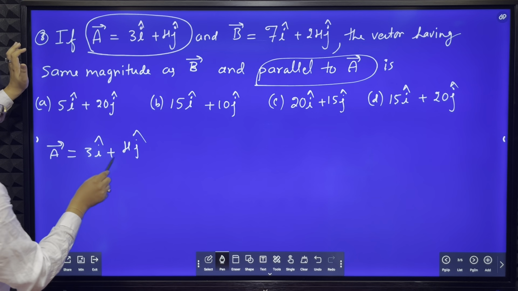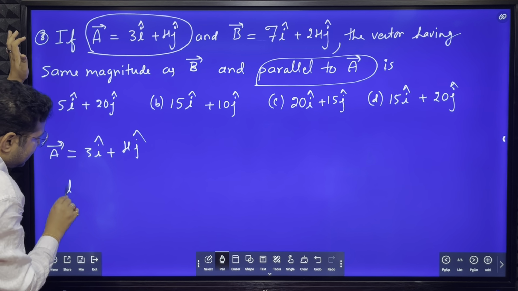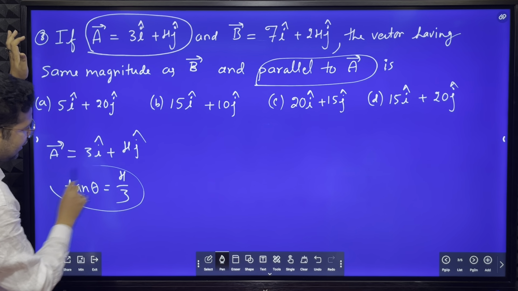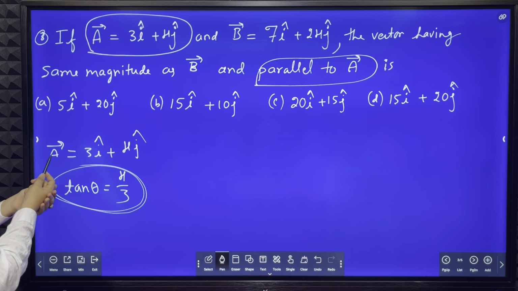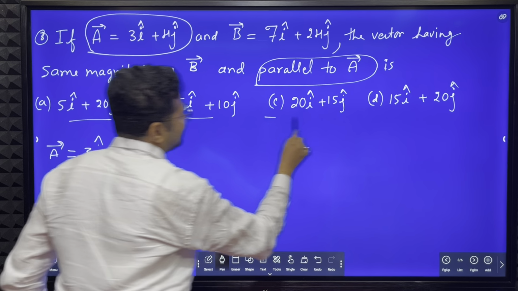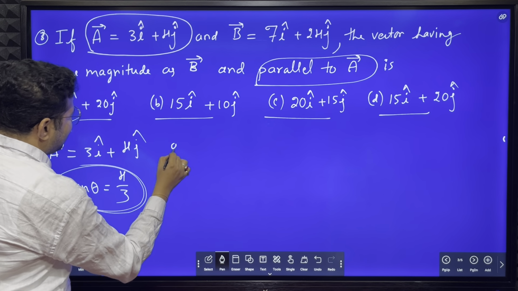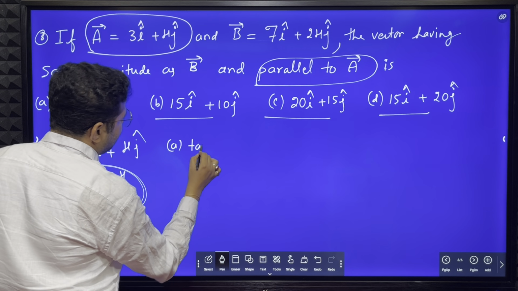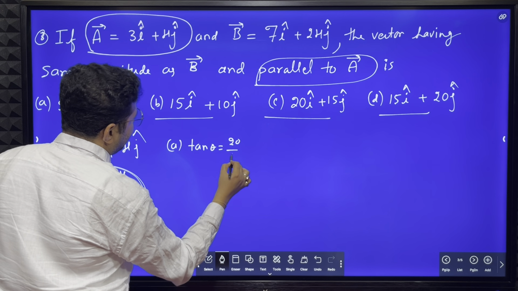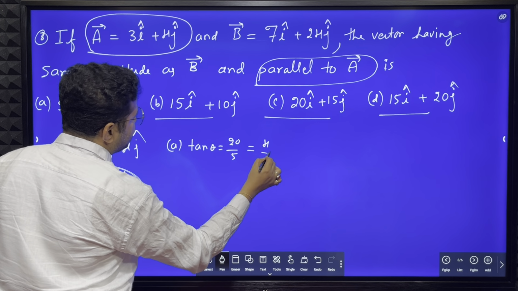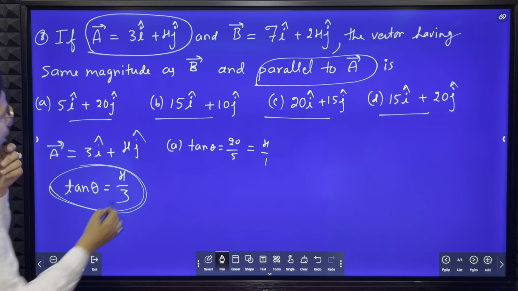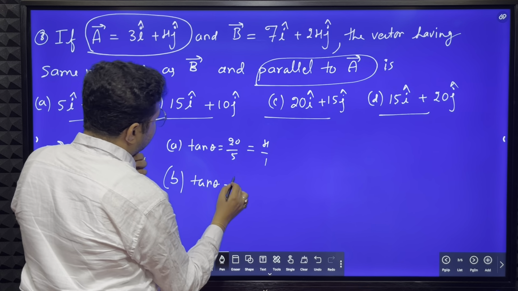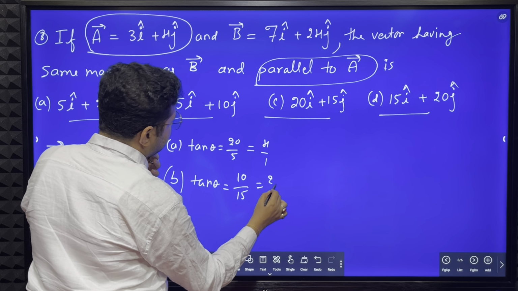Now what is the angle made by this vector with the x-axis? Tan theta is equal to y by x, which is 4 by 3. Tan theta is 4 by 3 here. Now we will see in which option tan theta is 4 by 3. Option A: tan theta is equal to 20 by 5. 20 by 5 means 4 by 1. No. What about option B? Tan theta is equal to 10 by 15, which means 2 by 3.